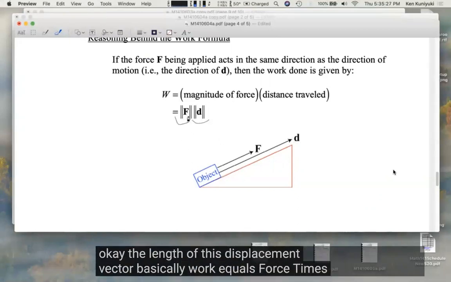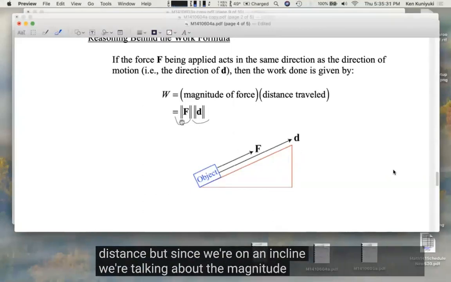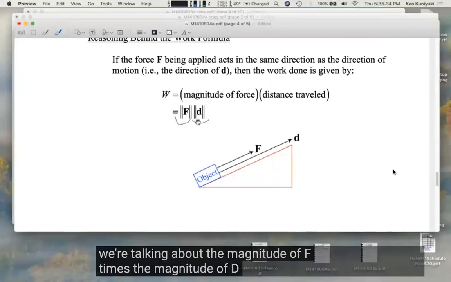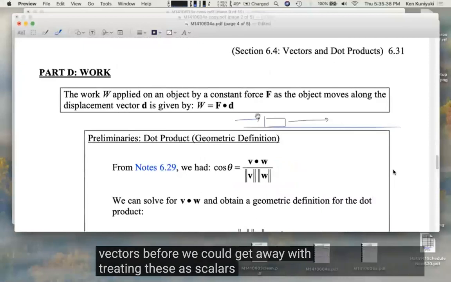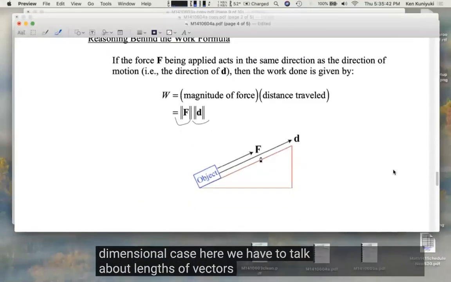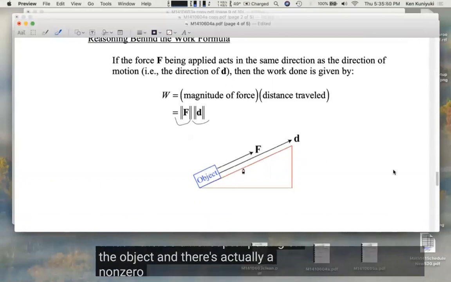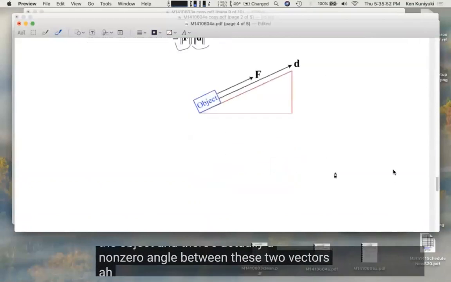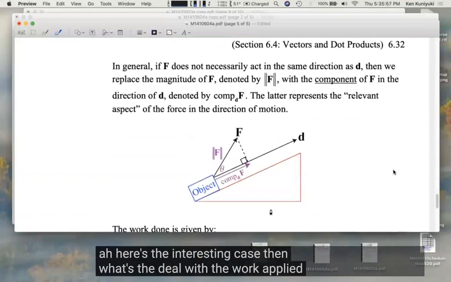Basically, work equals force times distance, but since we're on an incline, we're talking about the magnitude of F times the magnitude of d. These are vectors. Before, we could get away with treating these as scalars in the one-dimensional case. Here, we have to talk about lengths of vectors. All right. But here's where it gets really interesting. What if there's a helicopter pulling on the object and there's actually a non-zero angle between these two vectors? Here's the interesting case. Then what's the deal with the work applied?